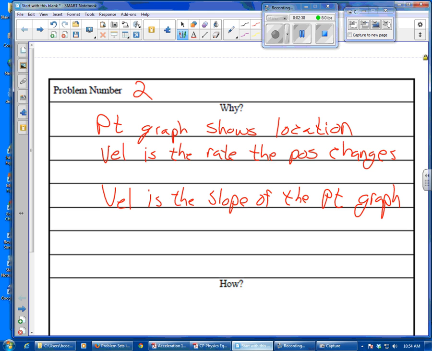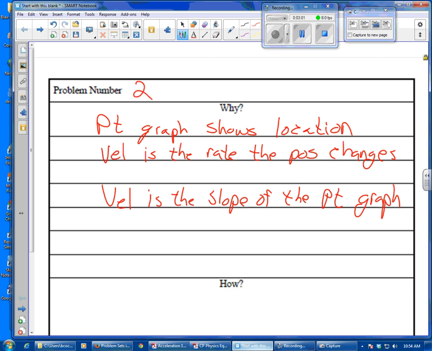Now, you're welcome to put it in your own words, however it makes most sense to you. I'm pretty good at interpreting. Notice I use a lot of abbreviations. That's because I'm lazy writing on the board. But those are the 3 main ideas I'd be looking for when I read your why on this problem. Did they get these 3 main ideas in there? Did they show understanding of them?